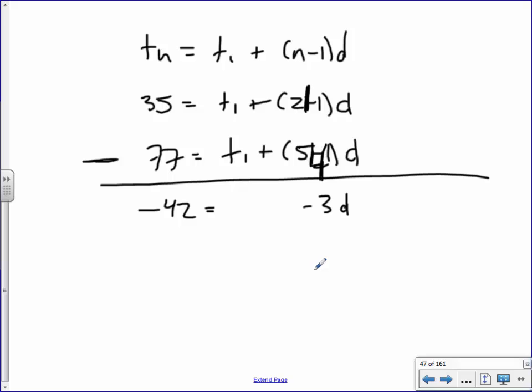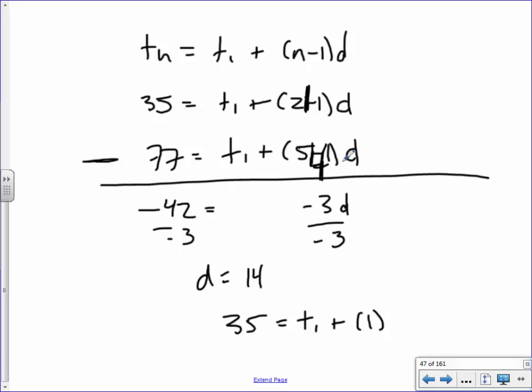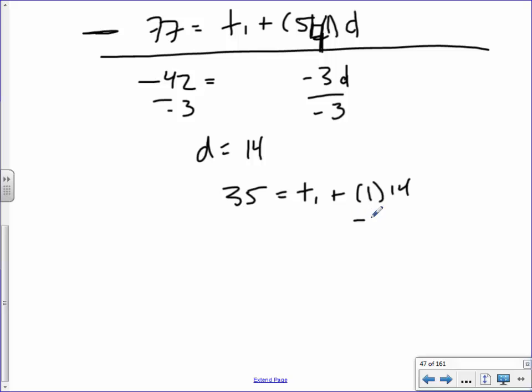Did I lose you guys there, or are you okay? Okay, so then divide by negative 3, divide by negative 3, d is 18, 16, 14? That's close. Mental math. And while you're at it, you should also solve for the other variable. So I would go back and say 35 equals T1 plus 1d, because it was really 2 minus 1 for 1. But then I'll plug in a 14 right here. So then I'm minusing 14 from both sides. So T1 looks like it's 21.